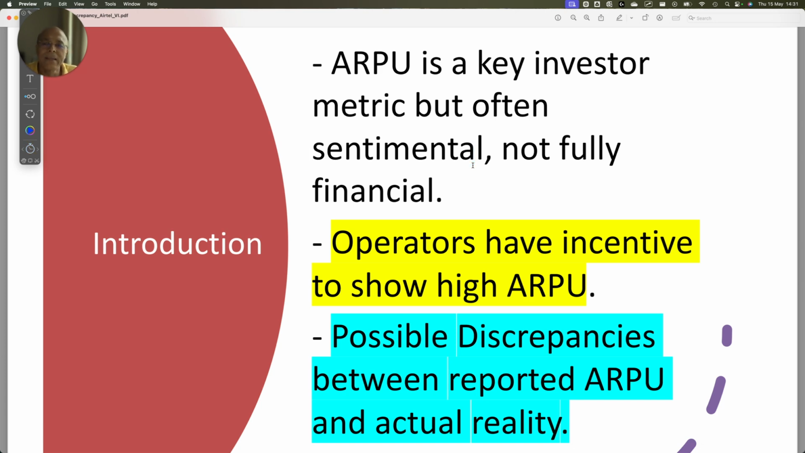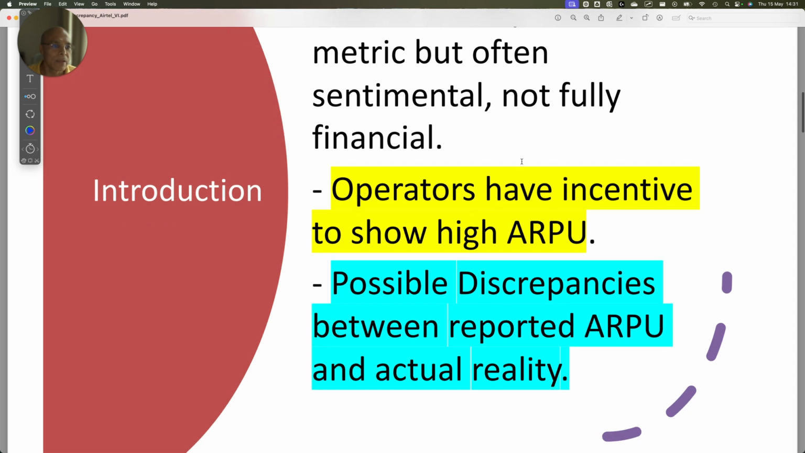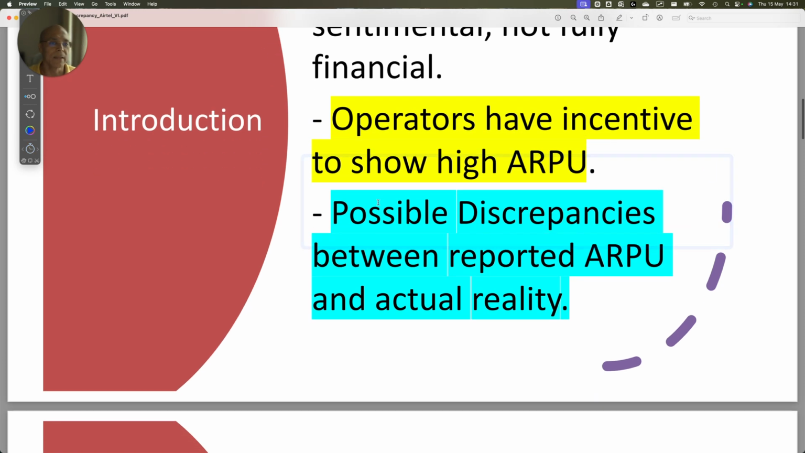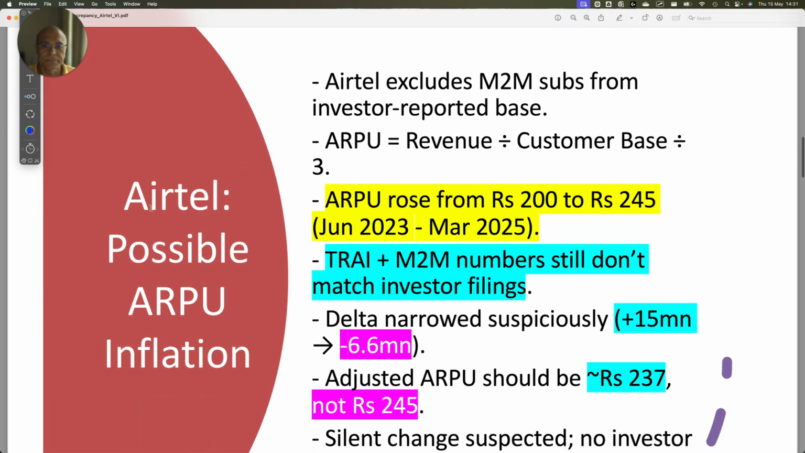But people are only getting clued on to ARPU because that is a very symbolic thing which kind of represents how efficient or how financially valuable a company is becoming, right? So that's why the operators have an incentive to show higher ARPU. And there could be a possible discrepancy in the method of calculation, which may not have been disclosed, maybe inadvertently, right? So Airtel's possible ARPU inflation.